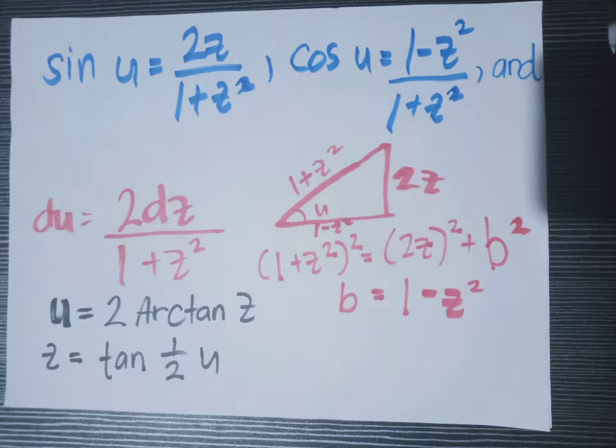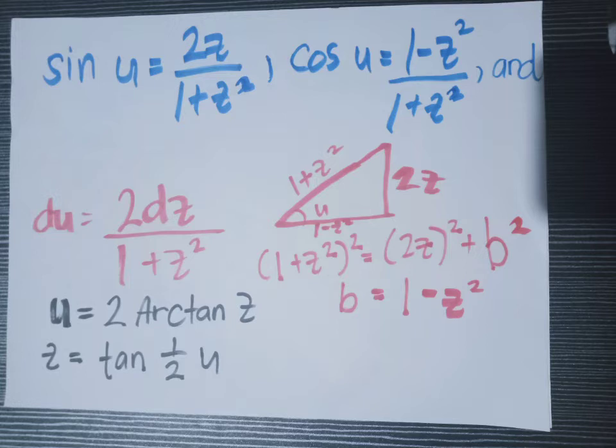Using the Pythagorean formula, let b be the adjacent side. Using this equation, you can say b equals 1 minus z squared. Therefore, the adjacent side is 1 minus z squared, and cosine u is the adjacent over the hypotenuse. That is why we have 1 minus z squared over 1 plus z squared, and the derivative is 2 dz over 1 plus z squared.